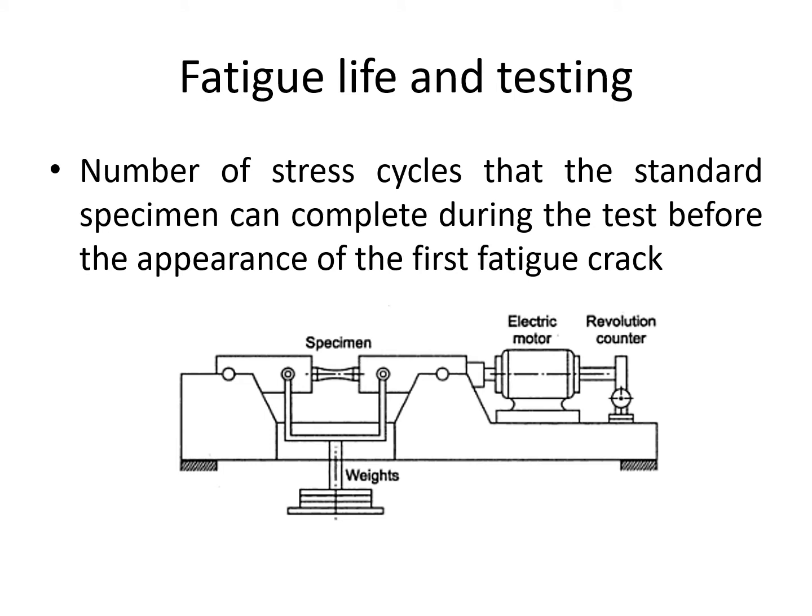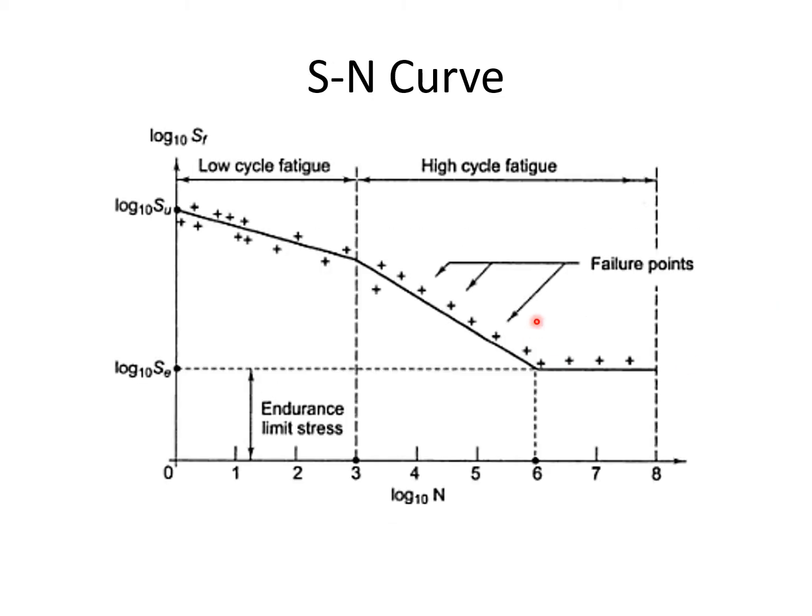Fatigue life. The number of cycles that a standard specimen can complete during the test before the appearance of the first crack is called fatigue life. We will take a standard specimen and test it in a bending machine by applying cyclic loads. The number of cycles before we see the first fatigue crack is called fatigue life. SN curve: what the SN curve is and how we are going to use it, we will see in our module 8.